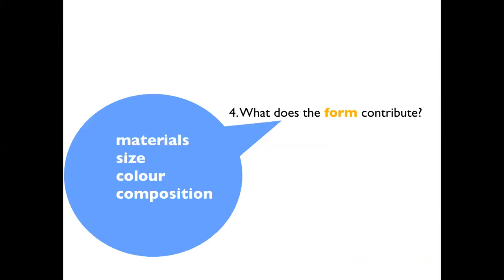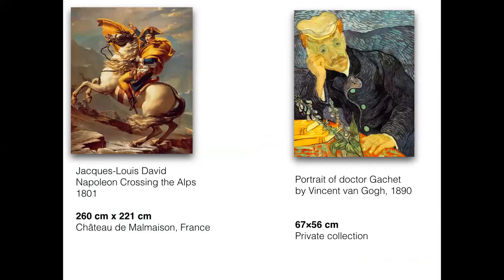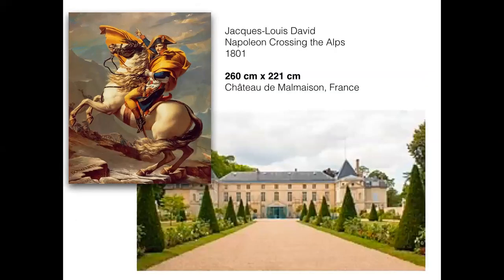Another question we want to ask is, what does the form contribute? The material of the artwork, the size, the color, the composition, and things like that, or about the form of the artwork. These are both portraits of someone, one by Van Gogh of his daughter, and another one. You can see the size is very different, because the Van Gogh one is not a very big painting, but the Leopold one is a very large painting. And then obviously it is for a different purpose.